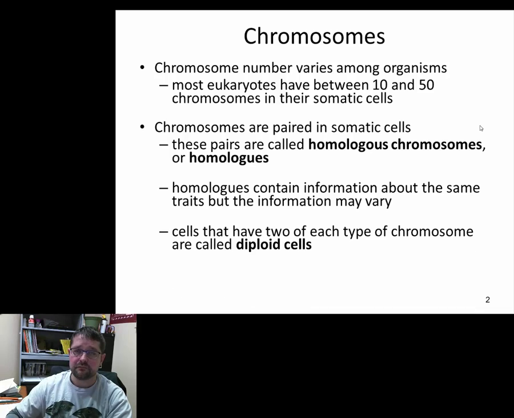So again, if you have 2 copies of every chromosome, then you're considered diploid. If you have 3 copies, you're considered triploid. If you have 4 copies, you're considered a tetraploid. And 5, a pentaploid. And on and on and on. And there's a huge variety of organisms that have way more than 2 copies of every chromosome.